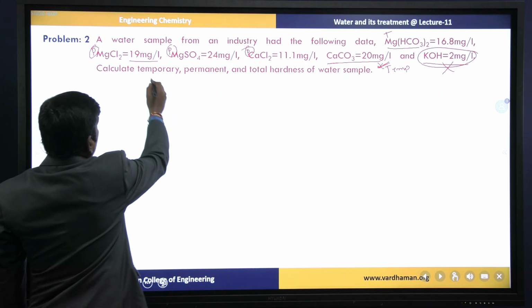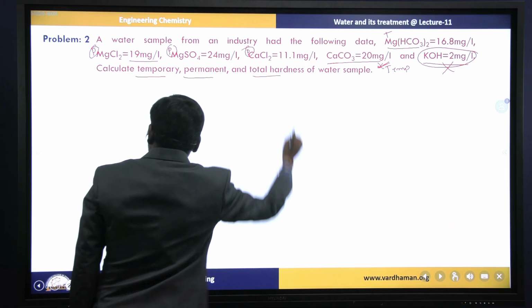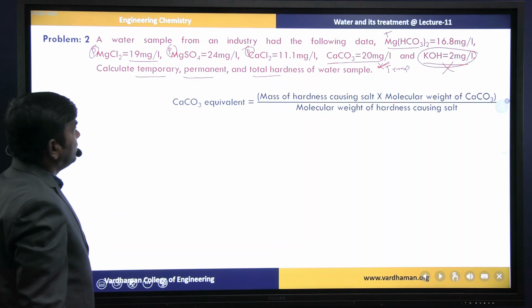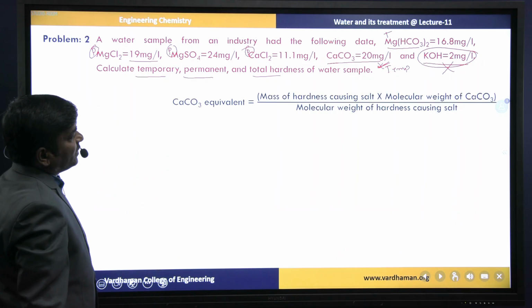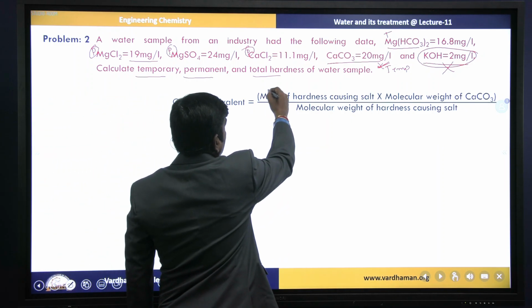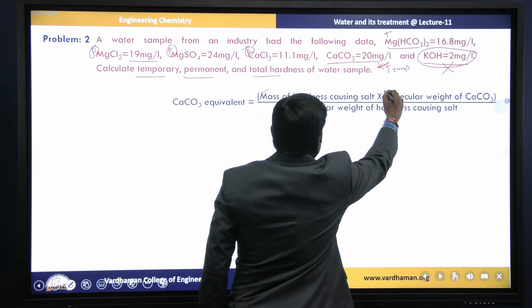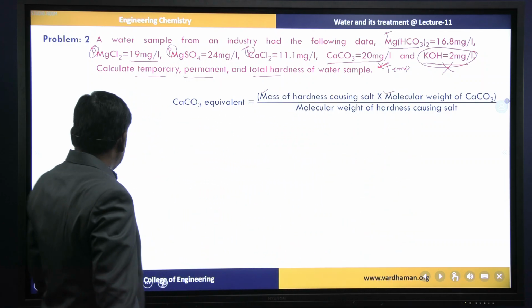So now we need to calculate temporary, permanent and total hardness, right? So use the formula: calcium carbonate weight is equal to mass of hardness causing salt times molecular weight of calcium carbonate divided by molecular weight of hardness causing salt.